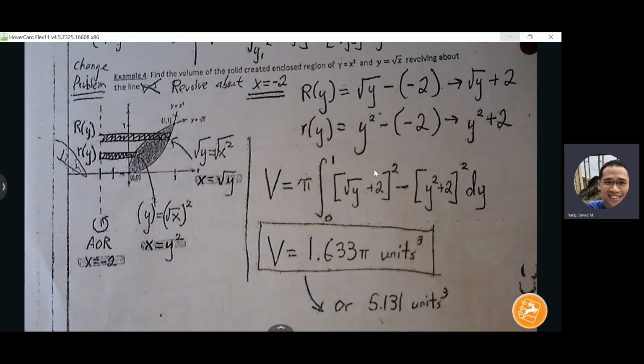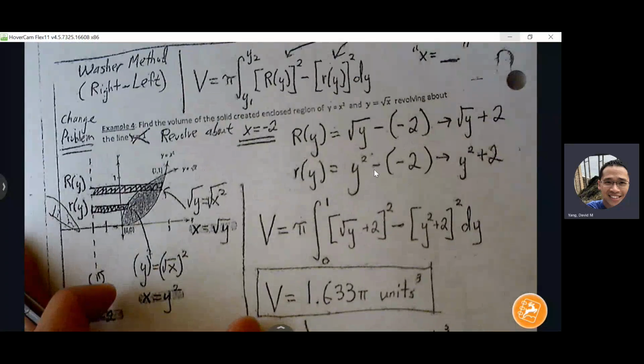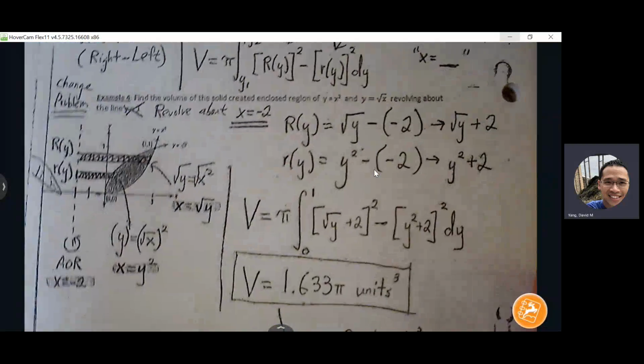Okay, let's see if we can try 1 or 2 more. Let's go into the next page. This is page 15. I have everything drawn for you here. Let's see if we can get through A and B. Top minus bottom and the right minus left. Any questions here?